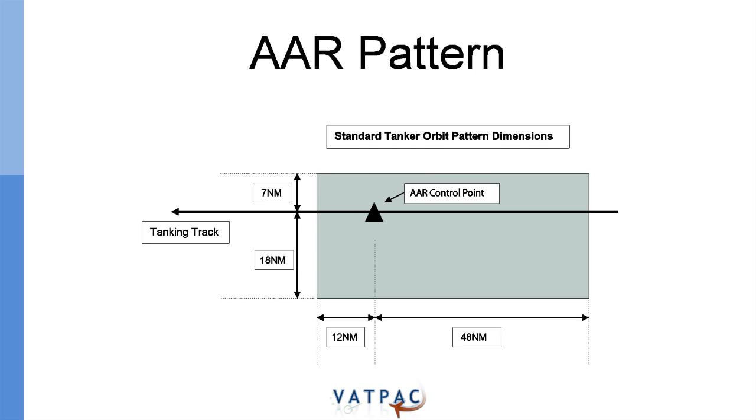In this diagram, we can see a typical AAR pattern, including the AAR control point or anchor point. The tanker will orbit using a racetrack pattern similar to a holding pattern, but much larger in dimension.